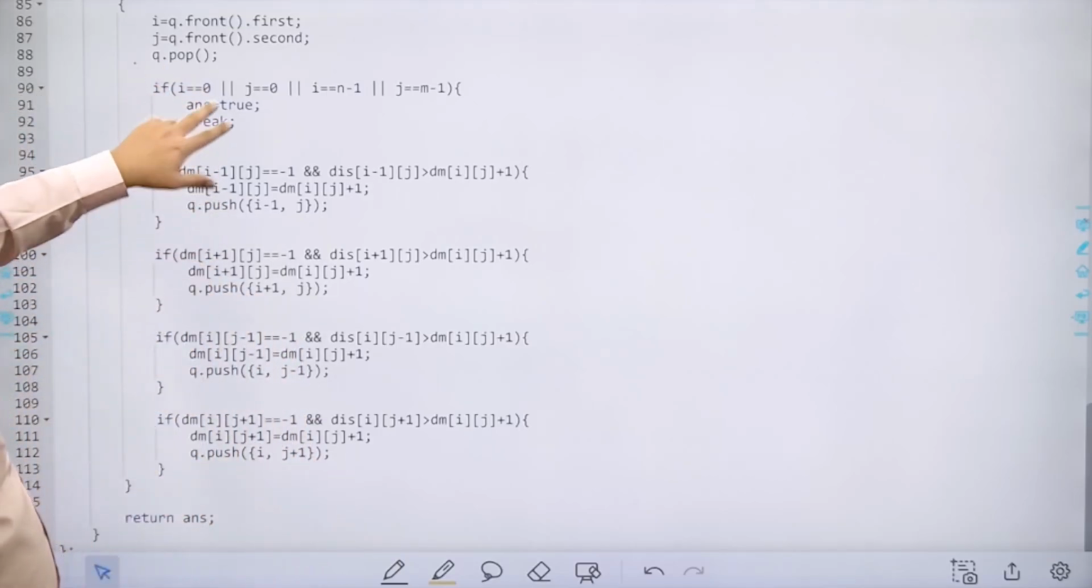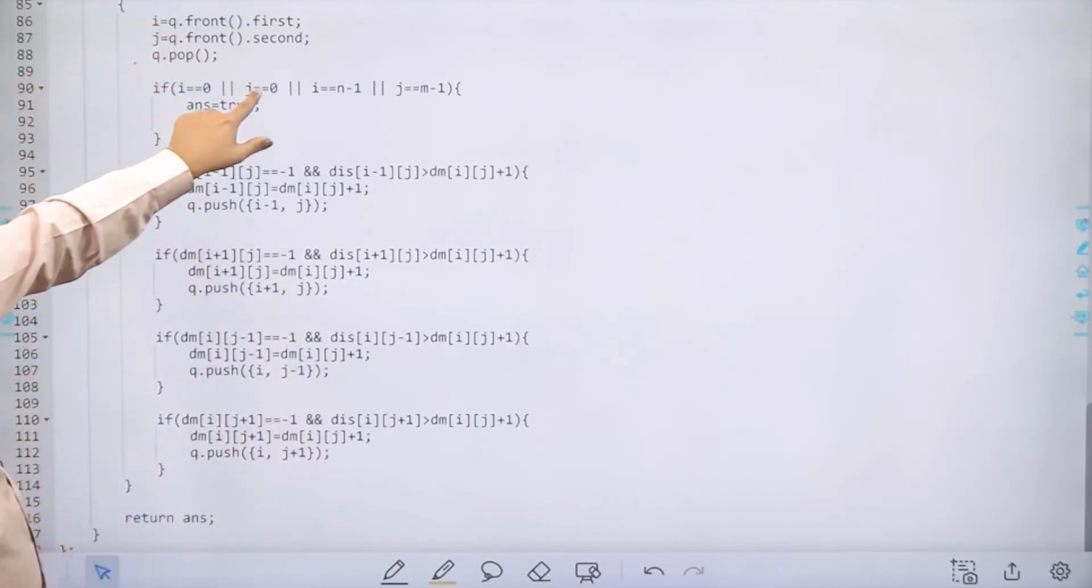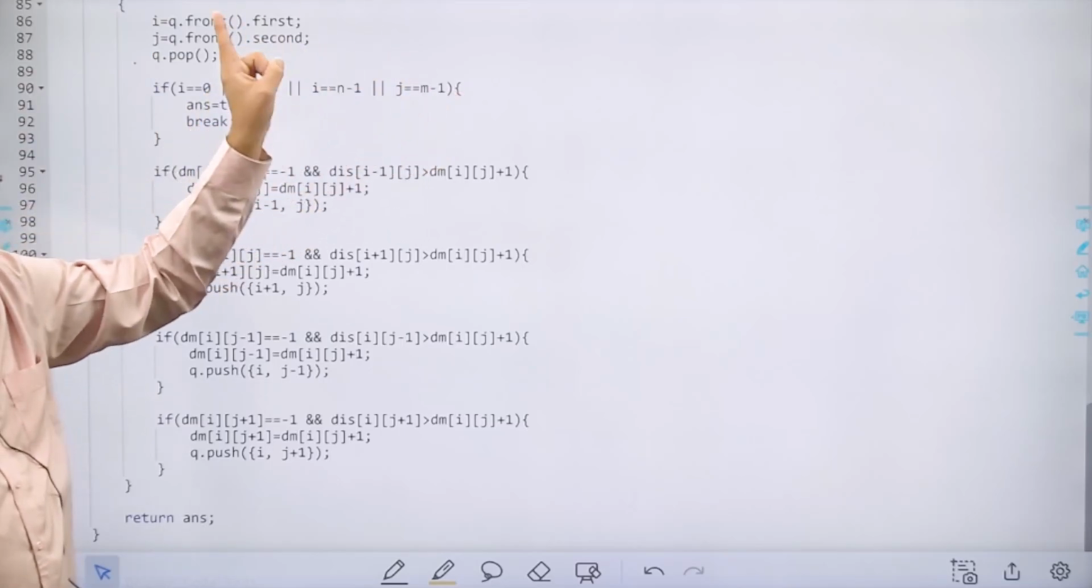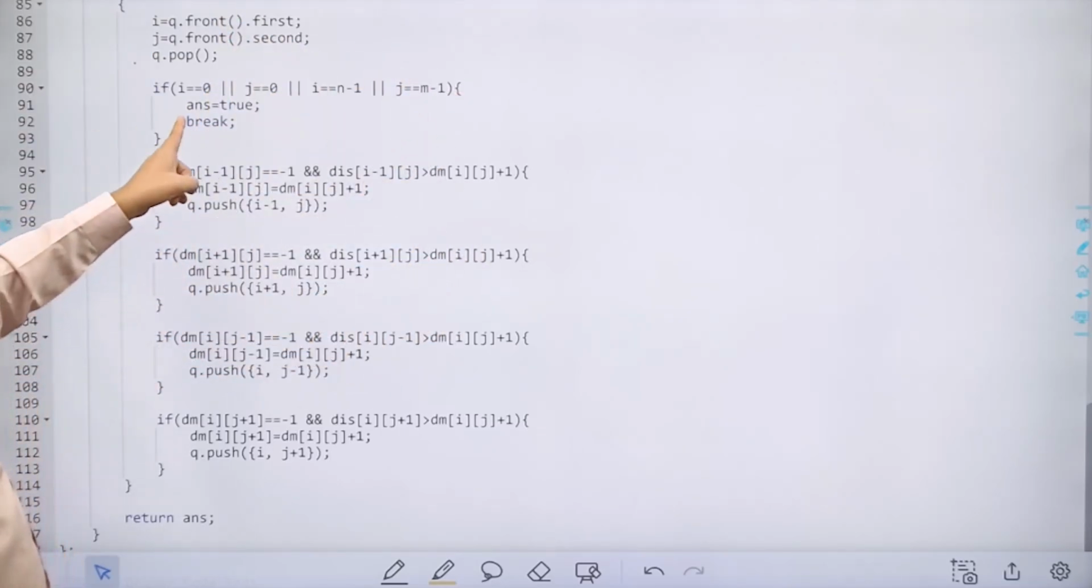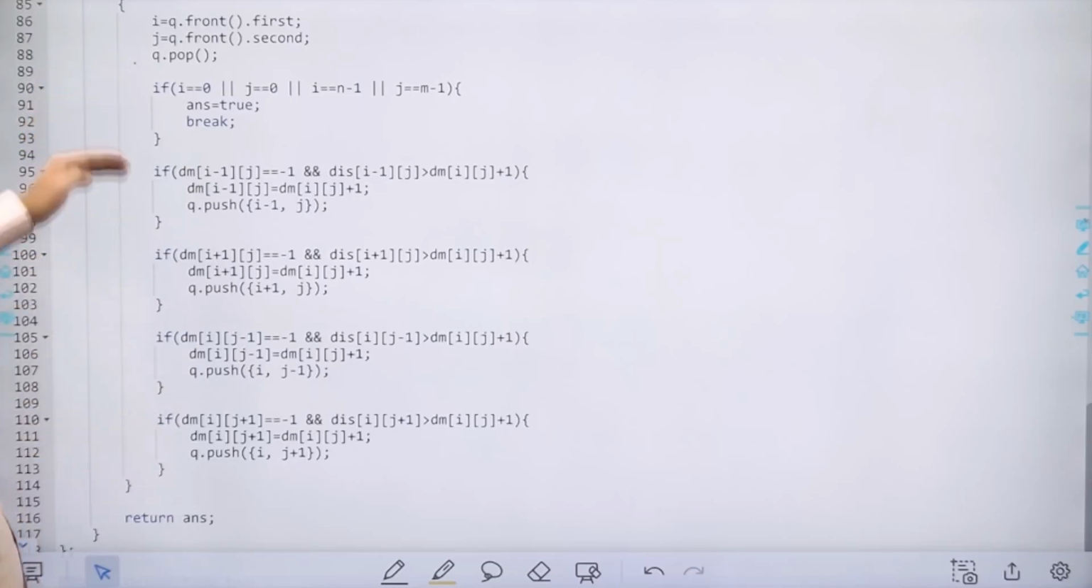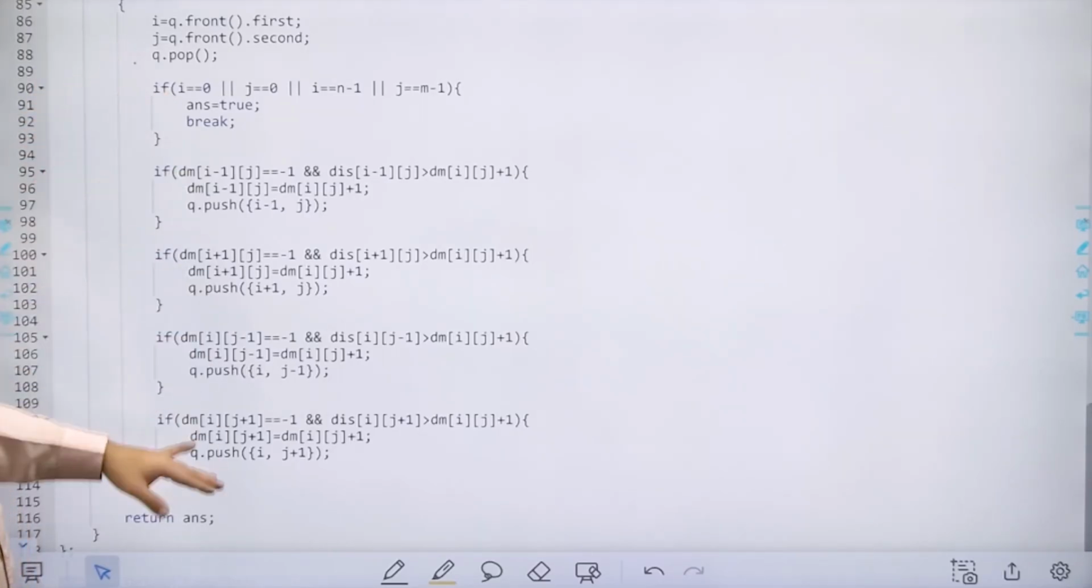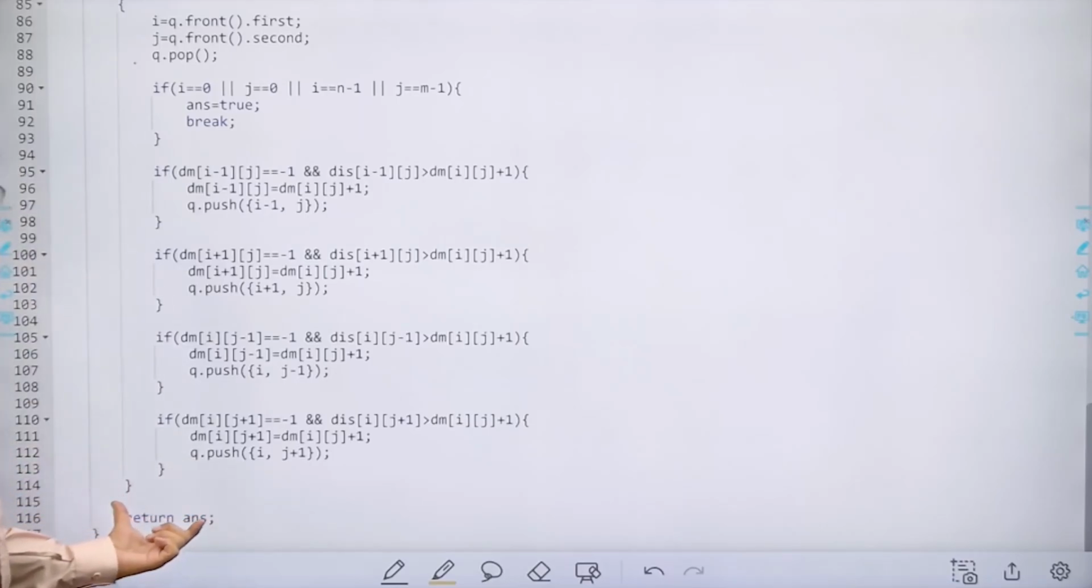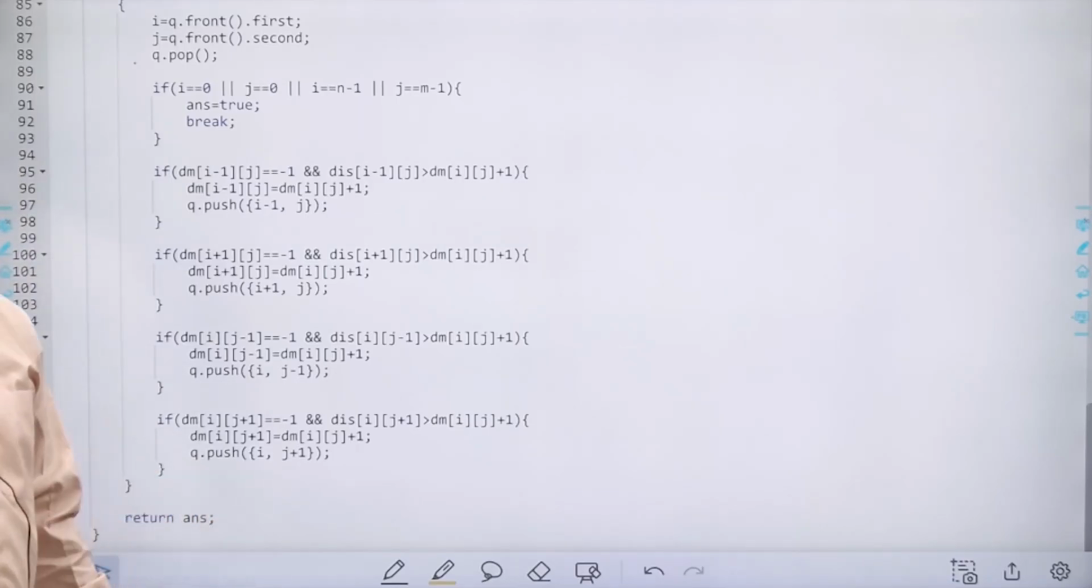So if at any time I pop out an element in the first row, first column, last row or last column, it means the man has reached there before the fire, and hence I can mark answer as true. Similarly, this process will repeat until I get answer as true or the elements from the queue are popped out, and finally I will return answer, that is either true or false.